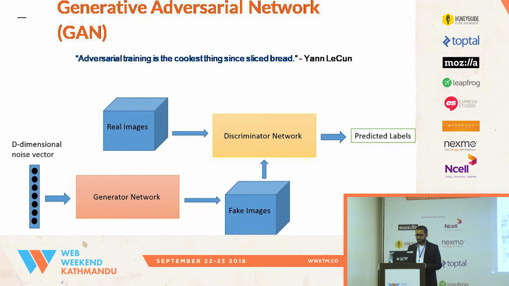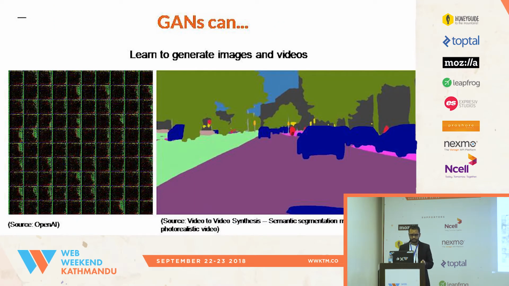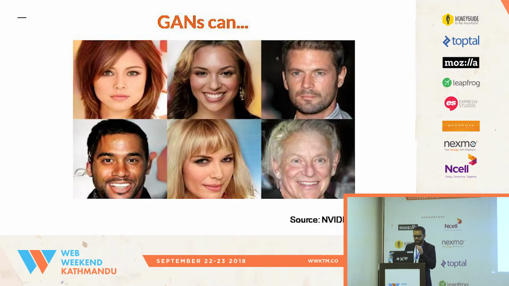So GANs can actually do a lot of things. They can generate images, and they can generate videos just like this. So we have this semantic segmentation mask problem where this mask is converted into a photorealistic video. The video that you're seeing on the right is actually not a real video, but something generated by this network. And can you recognize these people, these celebrities? Seen somewhere? No, actually this is created by this neural network.